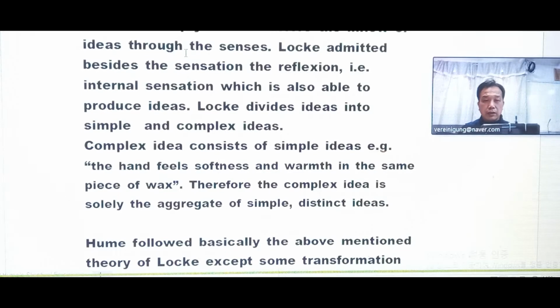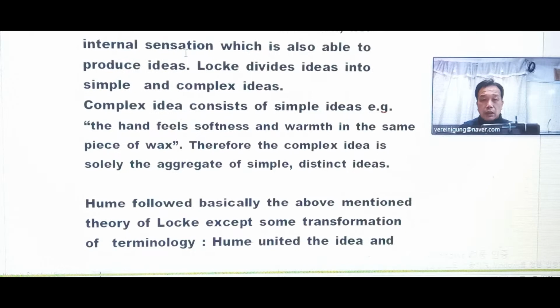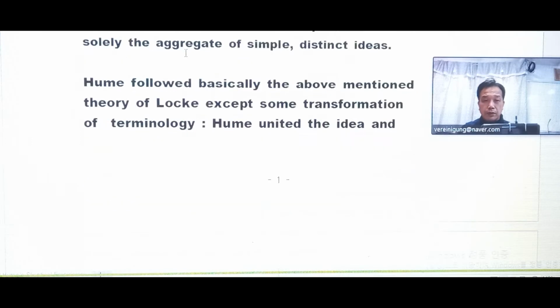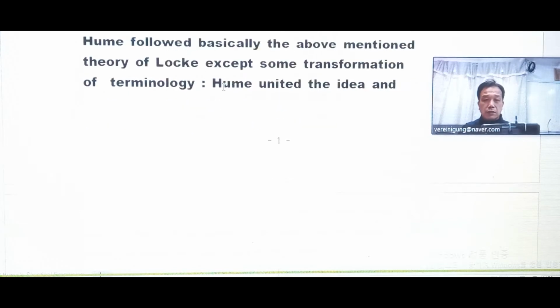Locke divided ideas into simple and complex ideas. Complex ideas consist of simple ideas. For example, the hand feels the softness and the warmth in the same piece of wax. Therefore, the complex idea is solely the aggregate of simple, distinct ideas. Hume followed basically the above-mentioned theory of Locke, except for some transformation of terminology.